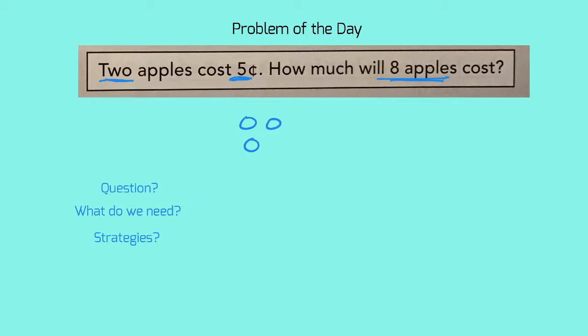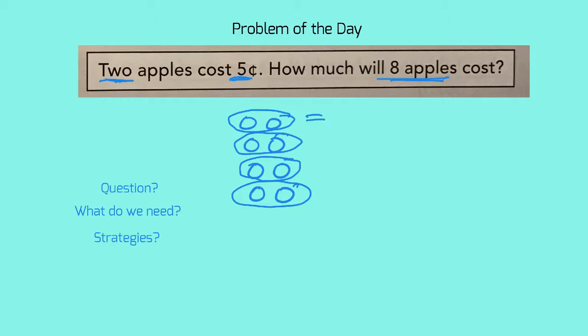1, 2, 3, 4, 5, 6, 7, 8. And we know that each 2 of them cost 5 cents, so we can circle them in pairs or groups of 2. Okay? We know each group of 2 apples equals 5 cents.